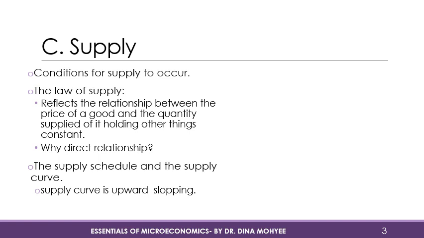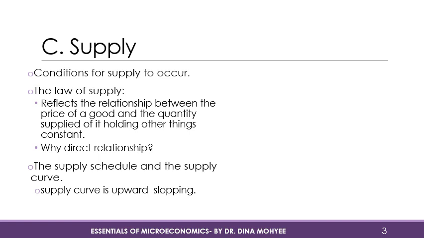Using the same reasoning as we did with demand, we first need to know what we mean by supply, or what the conditions for supply to occur are. The first condition is that the producer should have access to the resources and technologies that would enable him to produce the good. This condition represents the constraints that limit the producer's ability to produce the good.